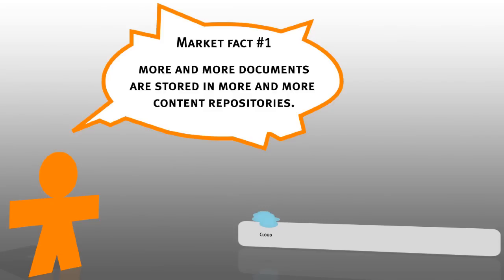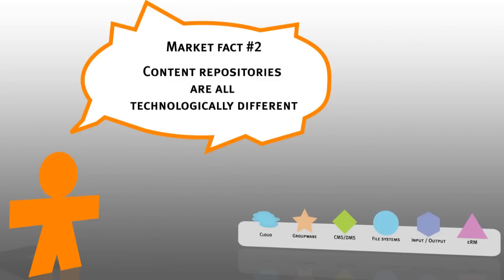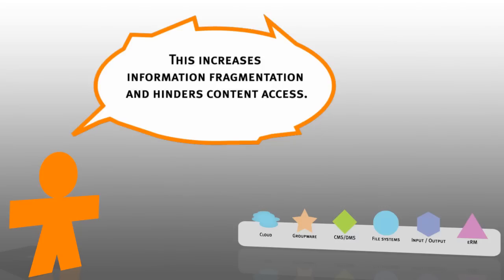First of all, more and more documents are stored in more and more content repositories. And all content repositories are technologically different. This increases information fragmentation and hinders content access.